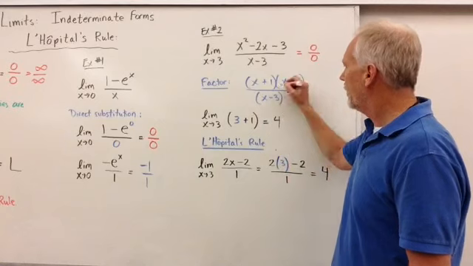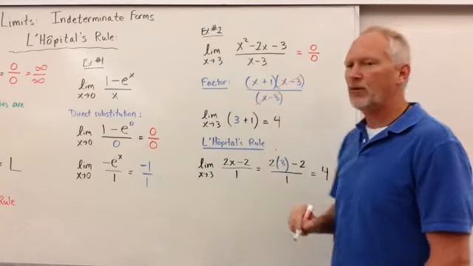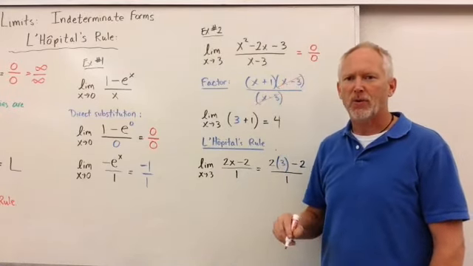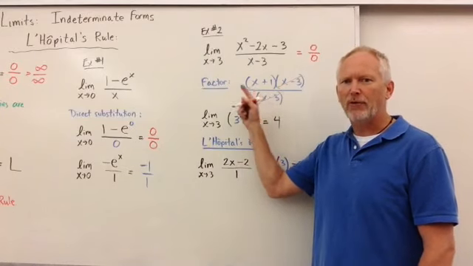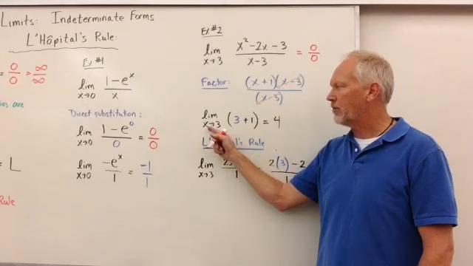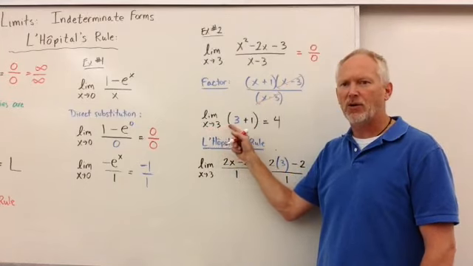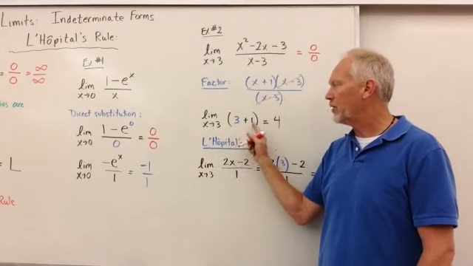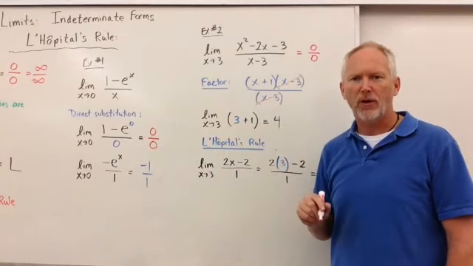And what do we notice? Oh, sweet. Those two factors can cancel, right? And now we're left with just x plus 1. So now we can try direct substitution. The limit as x goes to 3 of x plus 1 is 3 plus 1, so the limit is 4.